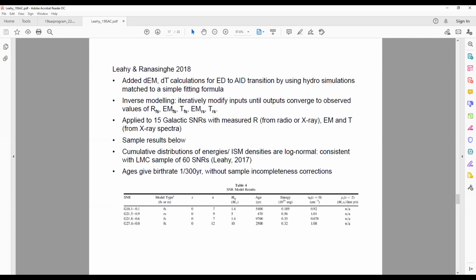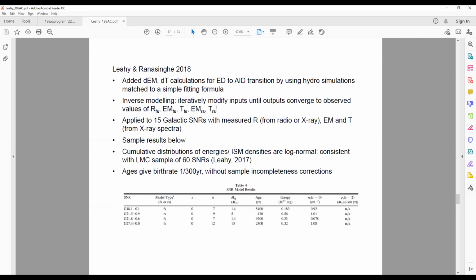So what we've done since then is improved using hydro simulations. So this is going beyond Truelove and McKee, and going all the way out till we get to the radiative phases, using this PLUTO hydrodynamic code and matching all of the hydro results to fitting formulas. In this paper, we looked at 15 galactic supernova remnants.